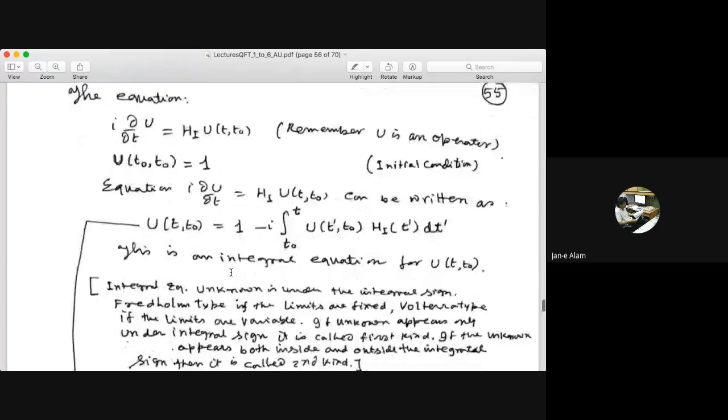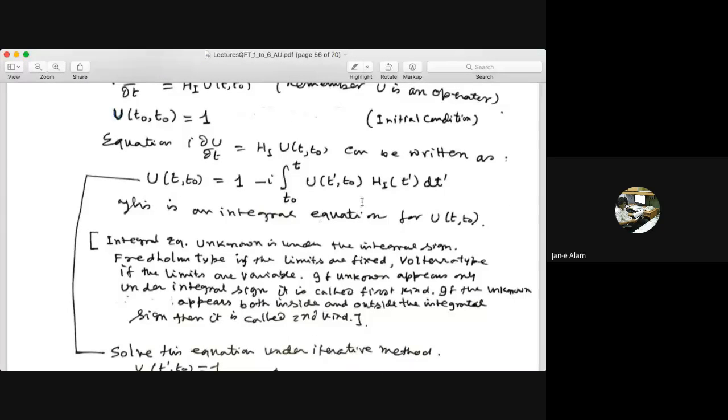And as I argued, this is an integral equation, which you have learned in your mathematical physics. This is a Volterra type of integral equation of the second kind. Why Volterra type? Because the integration limit is variable. And it is second kind because the unknown is within the integral sign and outside the integral sign also. The unknown is there both inside and outside the integral sign.